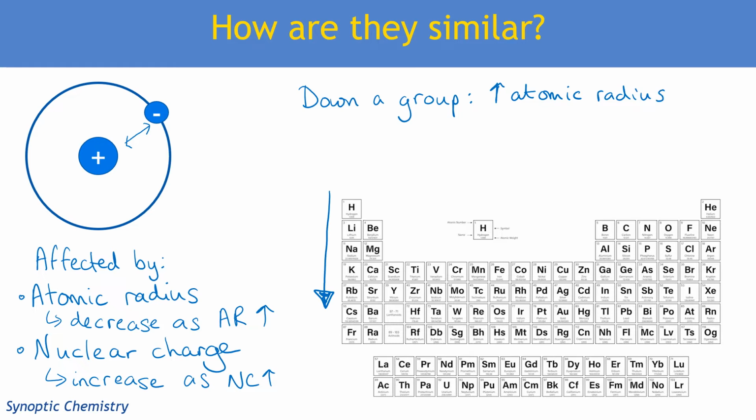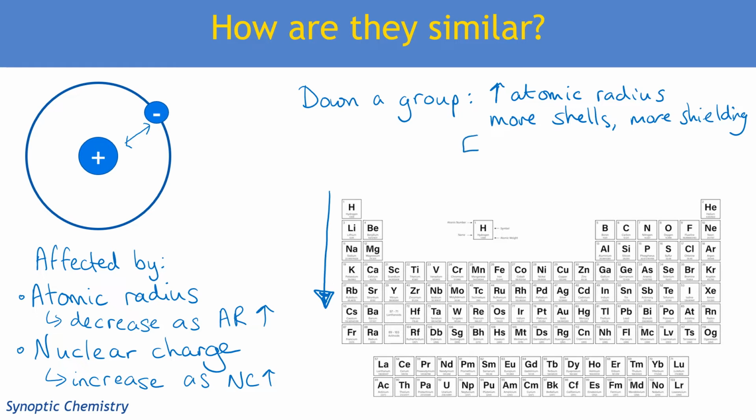And the other reason that it's significant is because of the increase in shielding. So as well as increasing the distance between the electron and the nucleus, we've also got this increased shielding effect because of all the extra shells of electrons in the way. So we've got more shells and we've got more shielding. Shielding just being that effect of the inner electrons reducing the effect of the nuclear charge on the outer electrons.